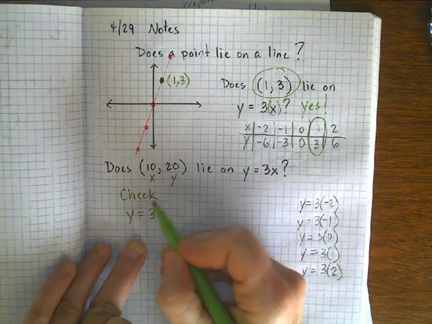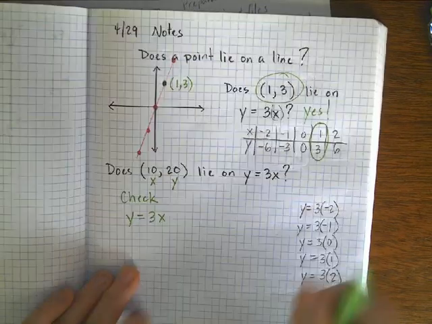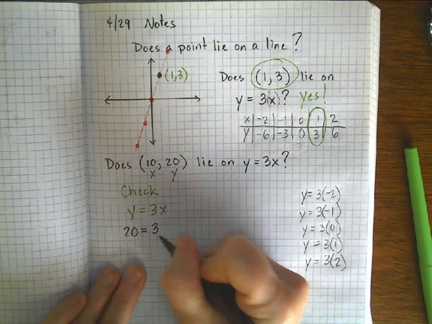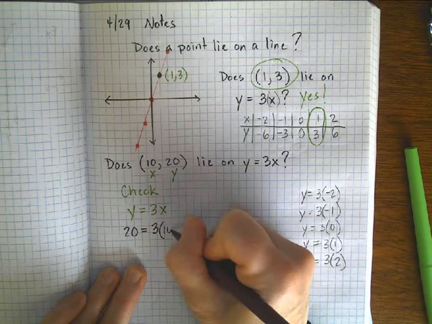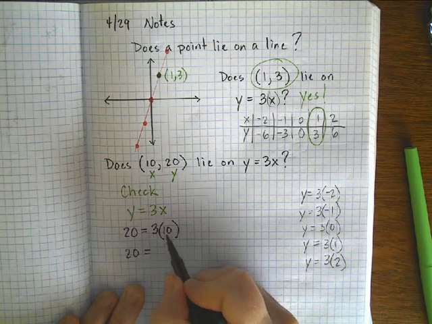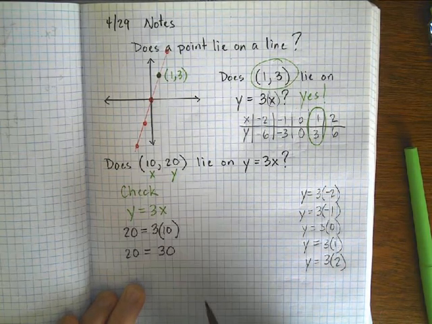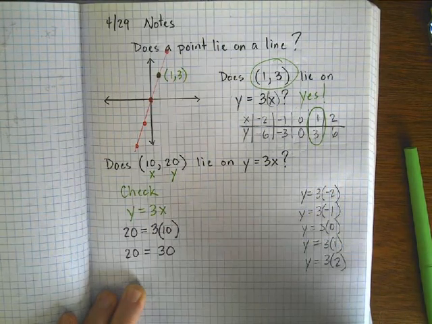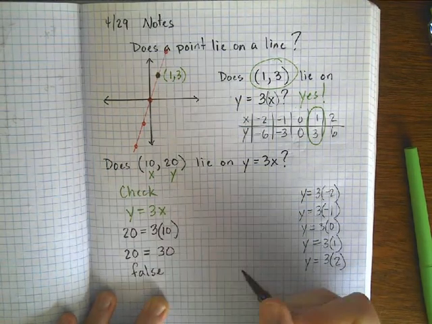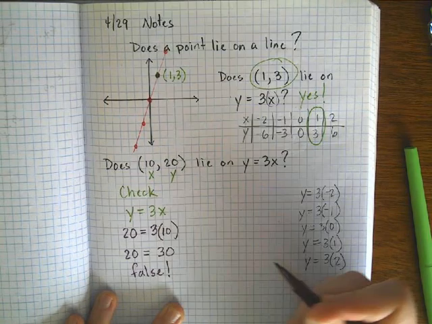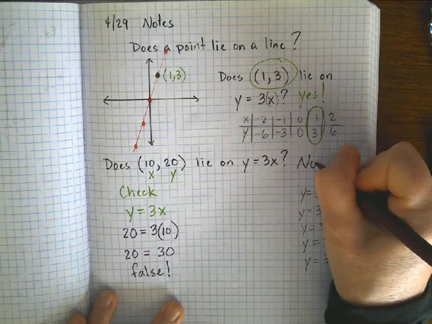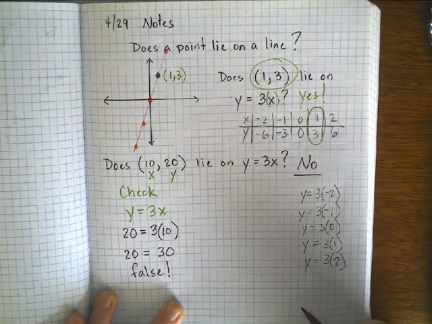My y is going to be 20. Let's change colors. What the heck? It's fun. 20 is equal to 3 times, what's my x? 10. Does that work? Is it true? So I have 20 over here. 3 times 10 is 30. Uh-oh. Does 20 equal 30? No, this is false. It is not true. So, does 10, 20 lie on this line? The answer? No, it does not. It does not fall on the line.